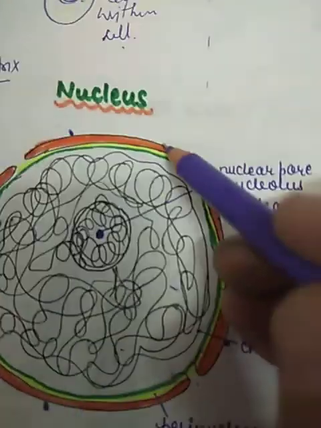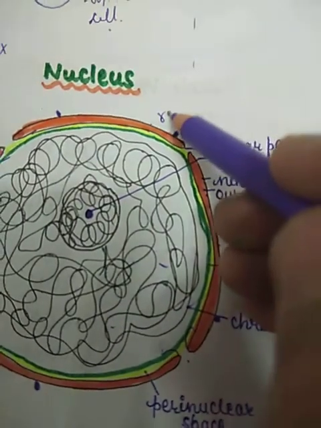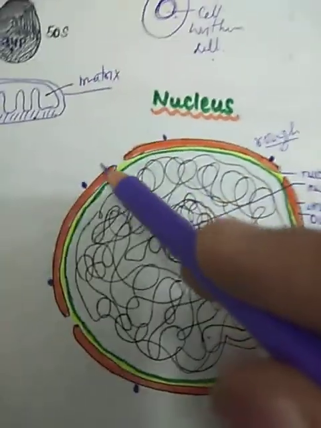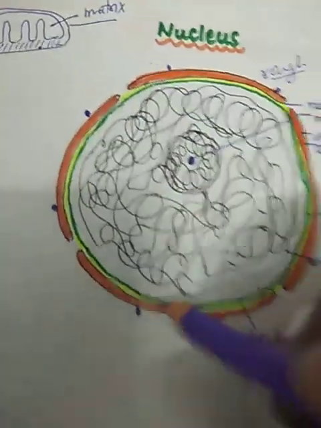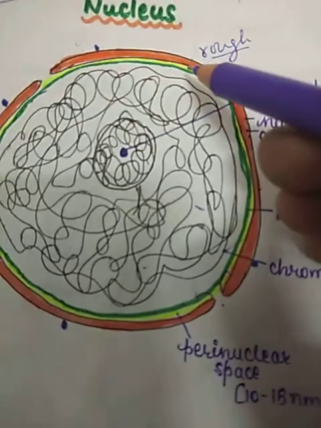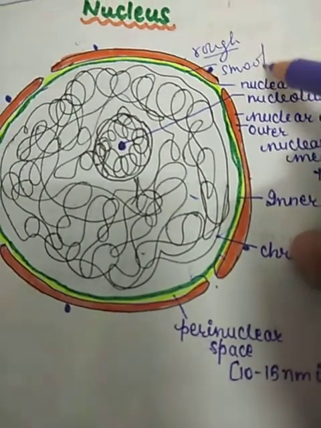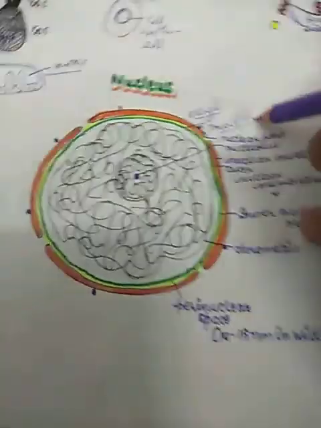The outer nuclear membrane is the rough membrane, because it has ribosomal content over it. The ribosomes are studded on it. The inner membrane is the smooth one, because it has no ribosomes.